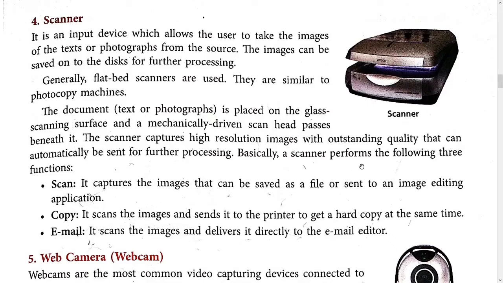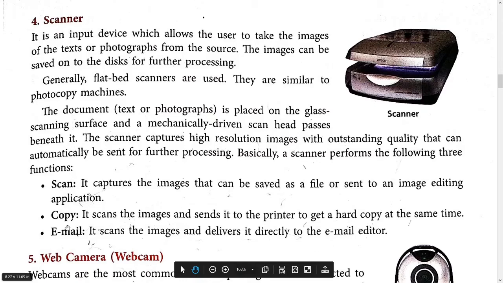Basically, a scanner performs the following three functions. The three functions are scan, copy, email. Scan: it captures the images that can be saved as a file or sent to an image editing application. Means it scans the images. Then copy: it scans the images and sends them to the printer to get a hard copy at the same time. Then email means it scans the images and delivers them directly to the email editor. So these are the three functions of a scanner.